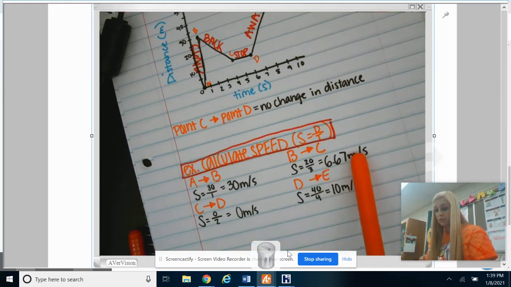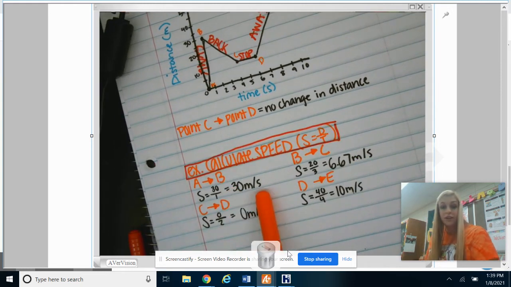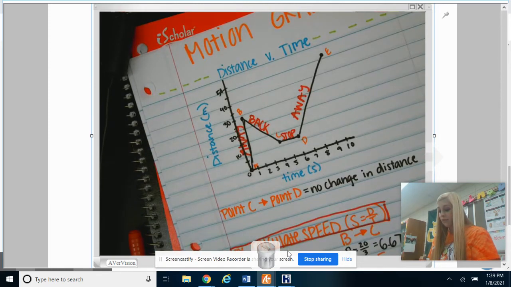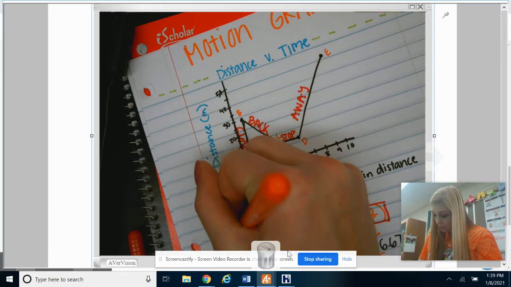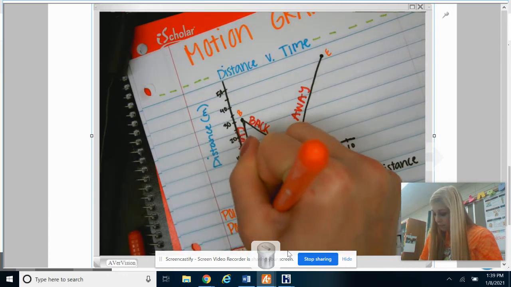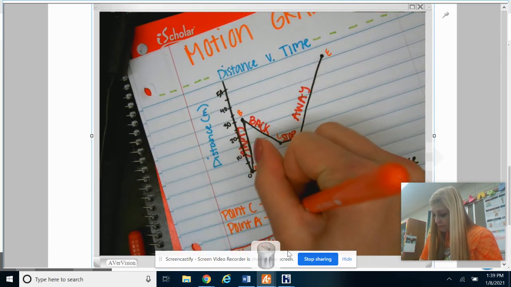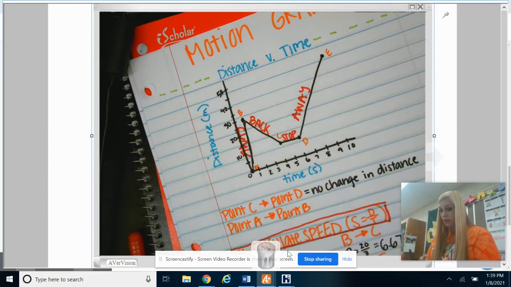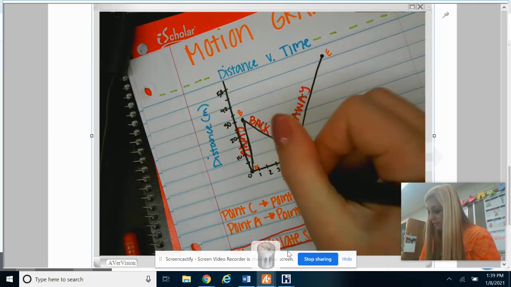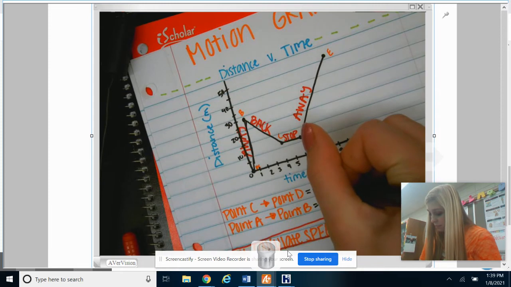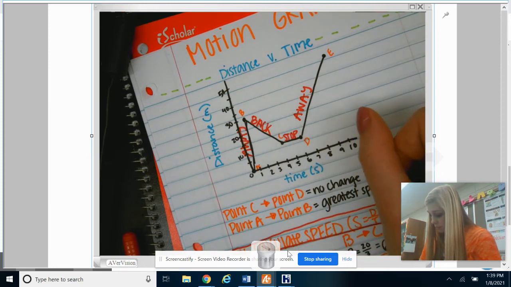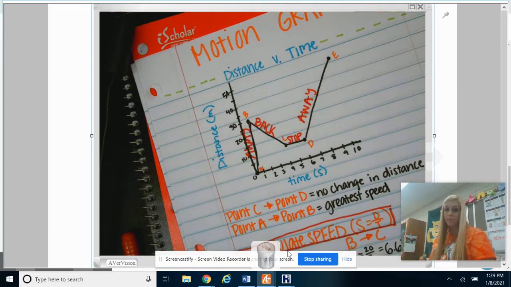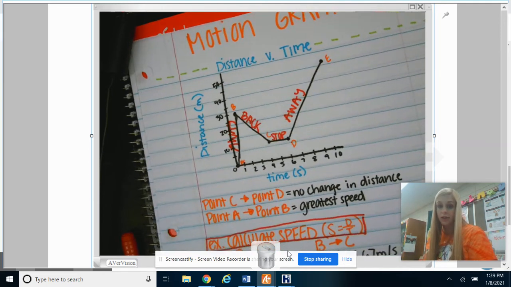0, 10, 6.67, 30. We have the fastest speed from point A to point B. This is the greatest speed. So that's a distance time graph.